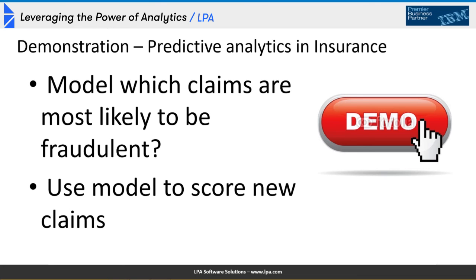To do that, we're going to use historical claim data that we already know have been classified as fraudulent or not. Using that data, we will build a model and then use that model to score new claims that we have not referenced to be fraudulent or otherwise. So let's jump back to Modeler and build this model.